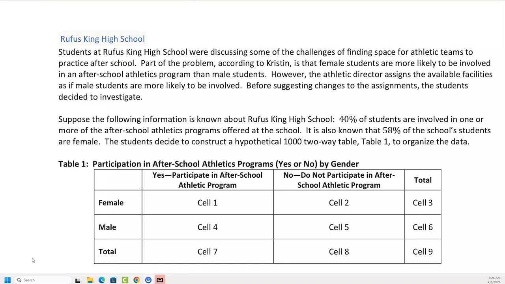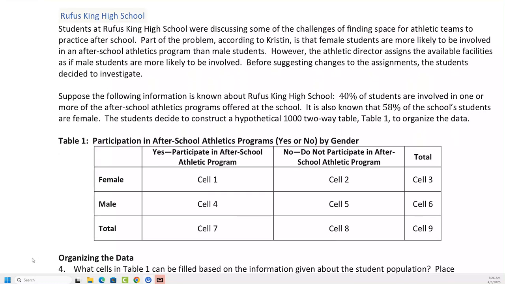Before suggesting changes to the assignments, the students decide to investigate, right? Just because you make a statement doesn't mean it's true, right? But just because you make a statement doesn't mean it's false either, right? So it's like, well, let's see what the truth is to that statement.